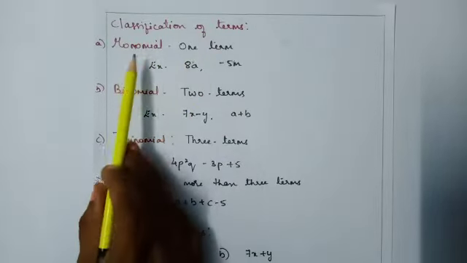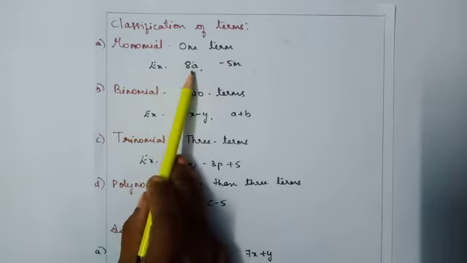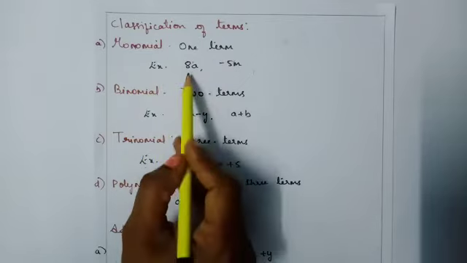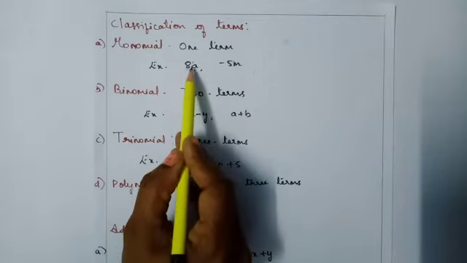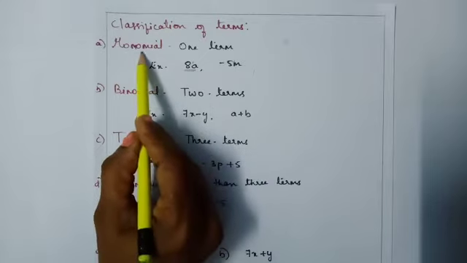Classification of terms. Monomial, one term. Consider the example 8a, that is 8 into a. It is considered as a single term. Though the multiplication sign is present, it is considered as a single term. So, single term expressions are called as monomial.